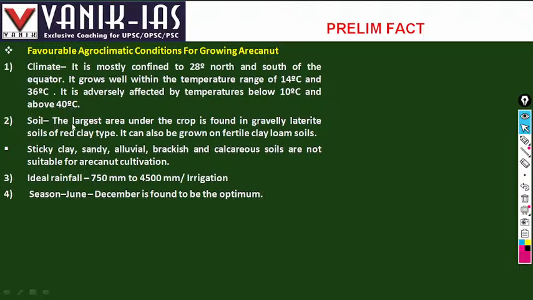Soil: the largest area under the crop is found on gravelly laterite soil, a red clay type. It can also be grown on fertile clay loam soil. Sticky clay, sandy, alluvial, brackish, and calcareous soils are not suitable for areca nut cultivation. Ideal rainfall: 750 mm to 4000 mm, with irrigation. Season: June to December is found to be the optimum season.